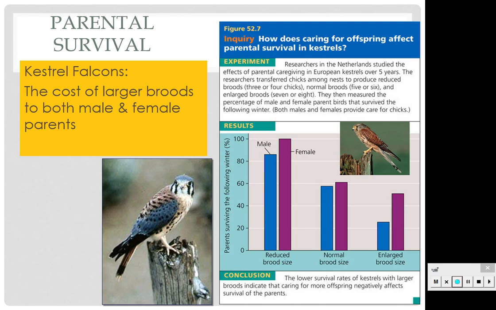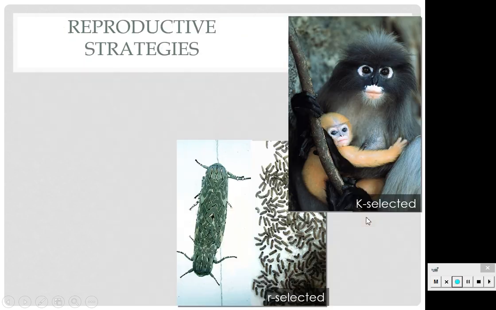Okay, this is the Crystal Falcon. Cost of larger broods to both male and females. Notice the reduced brood size: the male and female survive much more easily than as we increase the brood size.